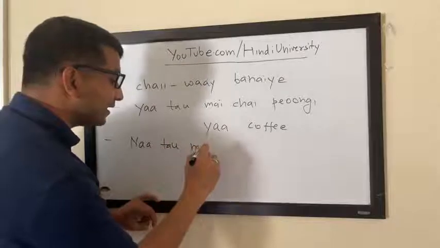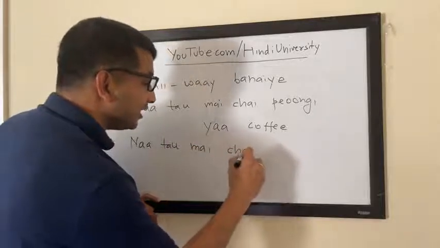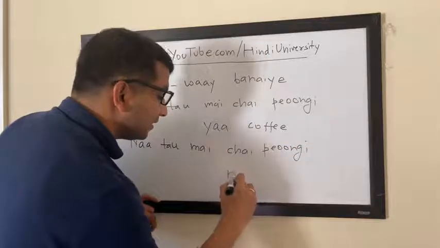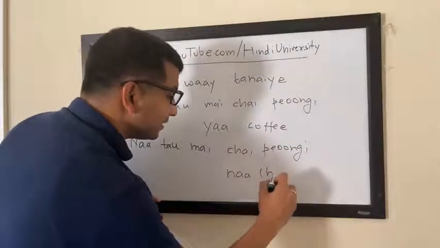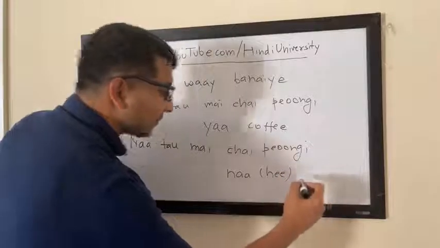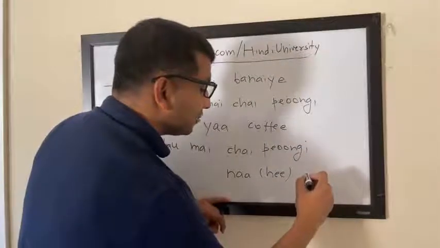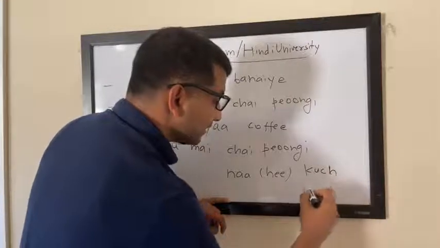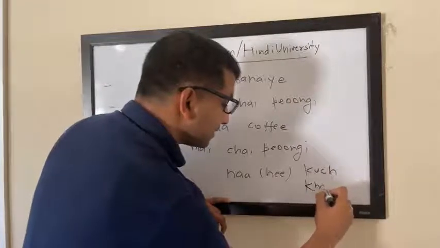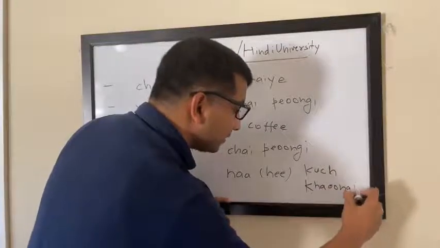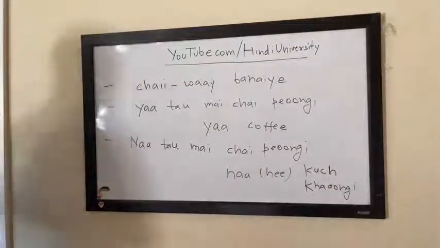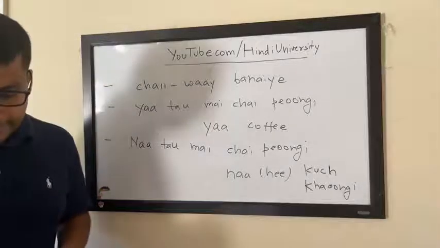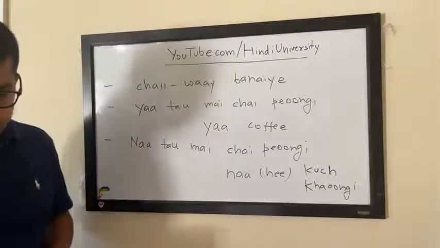ना तो मैं चाय पीऊंगी ना ही कुछ खाऊंगी. कुछ is something and खाना is to eat. खाऊंगी. I'm trying to give different sentences so you get more practice there. Okay. Questions, anyone?